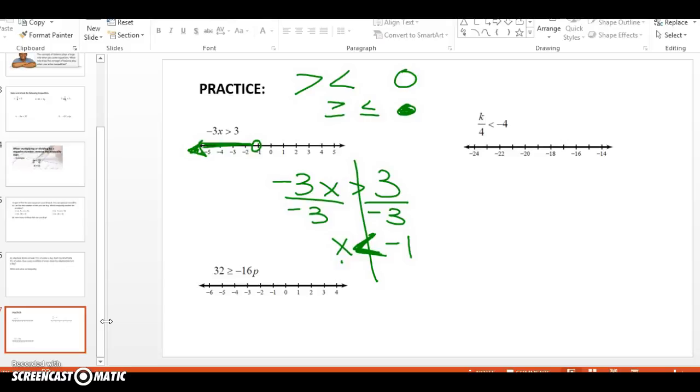All right, next one, that's k divided by 4. So I want to multiply both sides by 4. These cancel. I'm left with k is less than -16. I do not switch my inequality symbol because I multiplied by a positive 4.